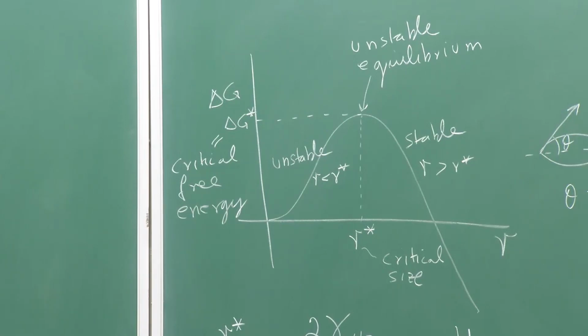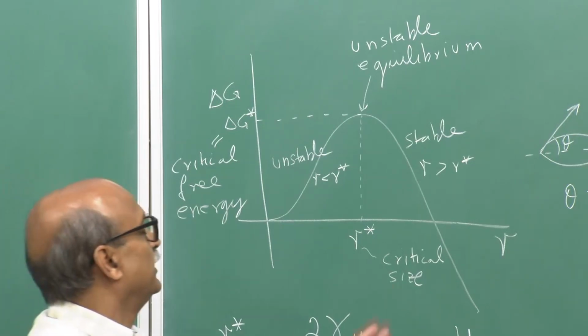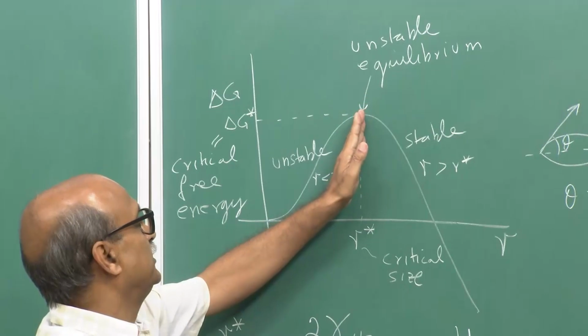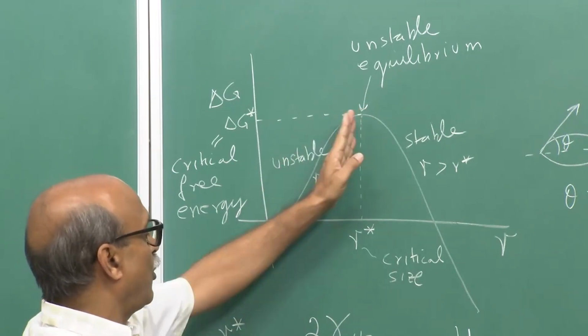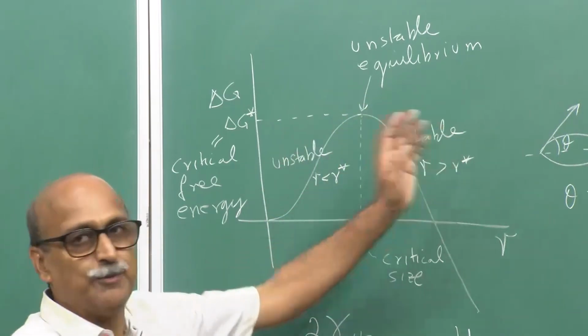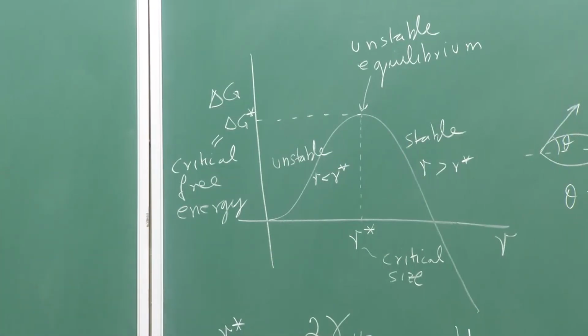At this unstable equilibrium, the nucleus could either roll back and dissolve, or it could go forward and become stable. Let us understand this process of how a critical size nucleus could become stable.